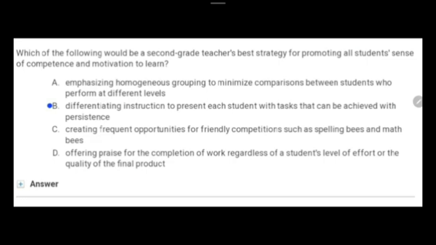Which of the following would be a second grade teacher's best strategy for promoting all students' sense of competence and motivation to learn? Option B is the correct answer. Differentiating instruction to present each student with tasks that can be achieved with persistence. Option B is the correct answer.